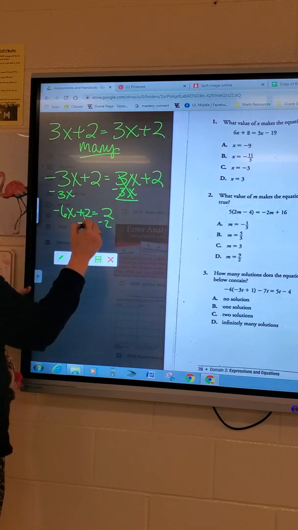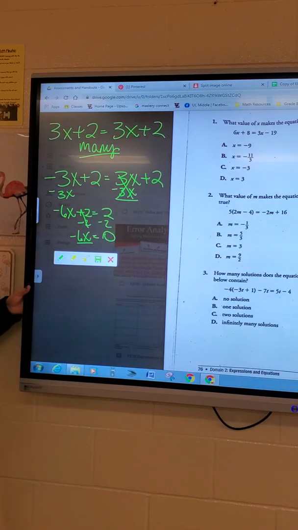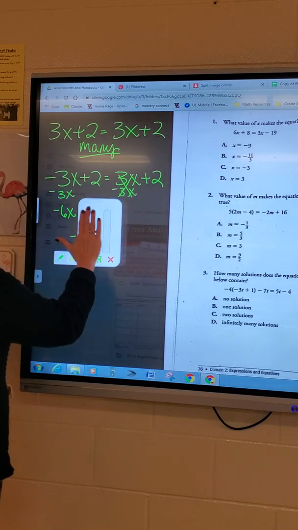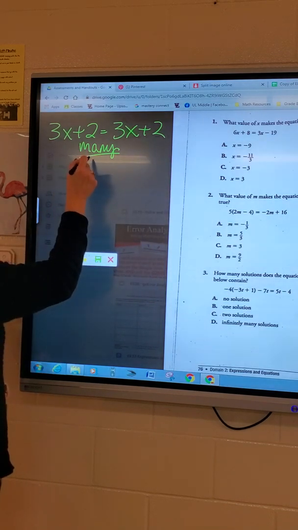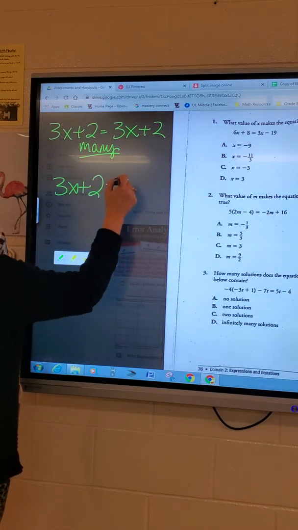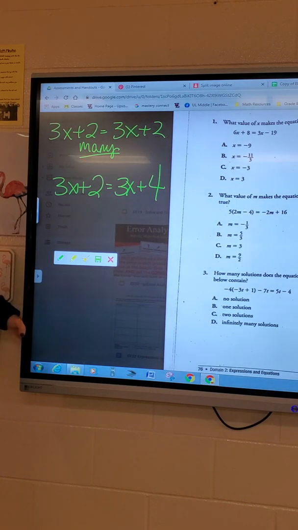One solution. And it's going to be what? Negative 6x. It's going to be 0. I meant x equals 0. All right, so far, and I didn't mean to do that exactly, but now that one has many. That one has no solution. If they are identical, it's many.